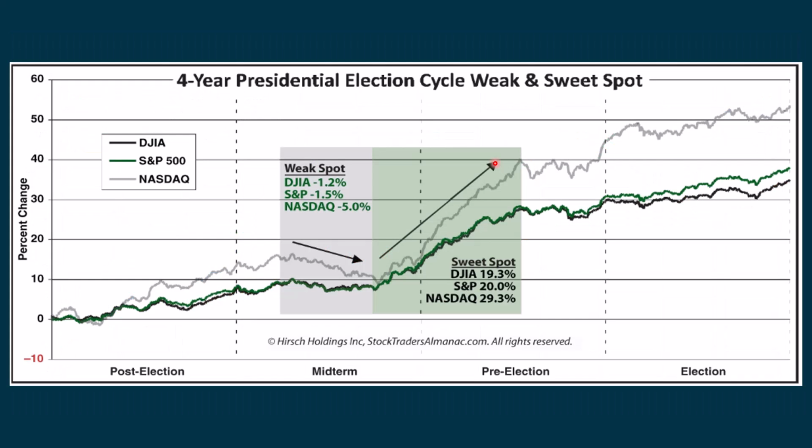Then this takes the 4-year presidential cycle, and we're coming into what they call the sweet spot. Back where the midterms were held, that's when we saw some weakness going down, saw a little bit of a bounce, and now that those things are behind us, we're starting to come into what could be a well-performing time in the market based on the 4-year presidential cycle.